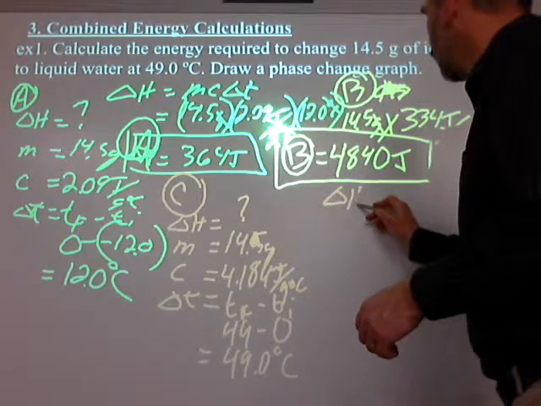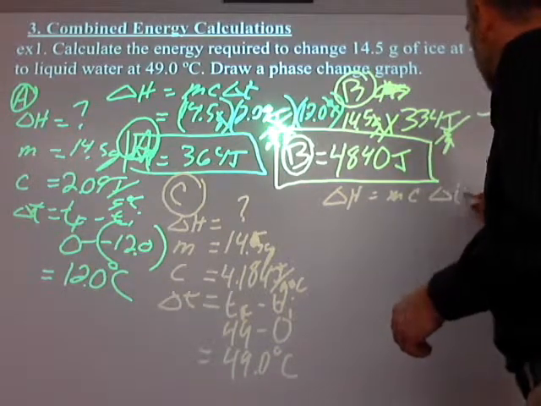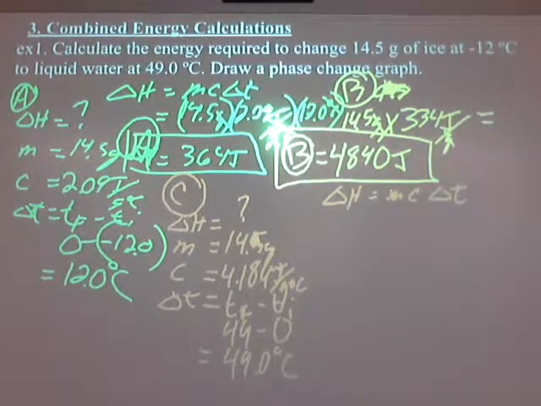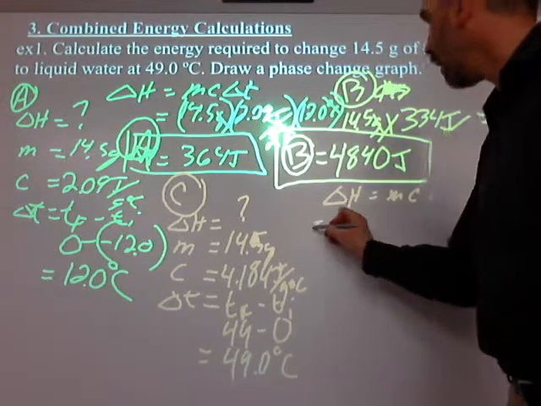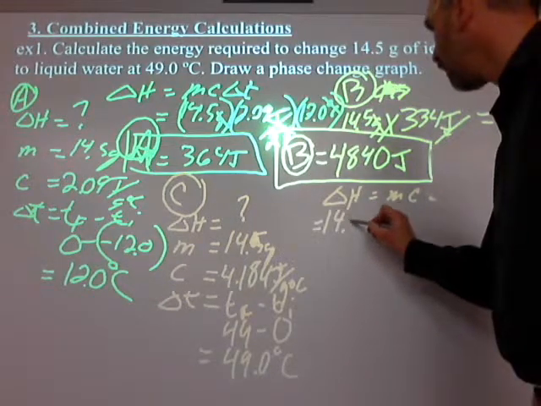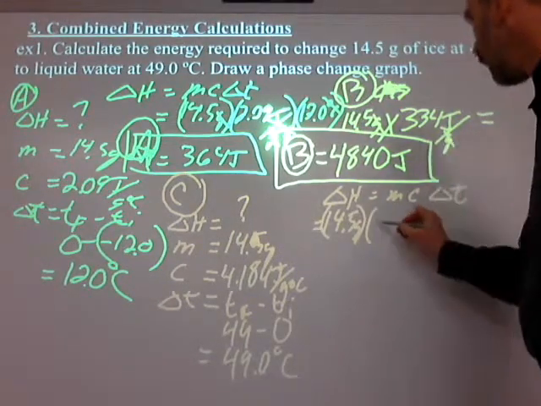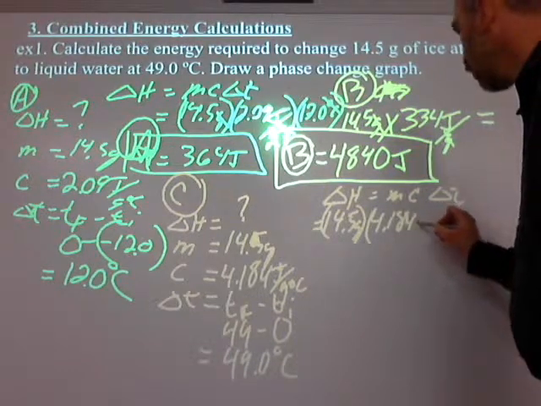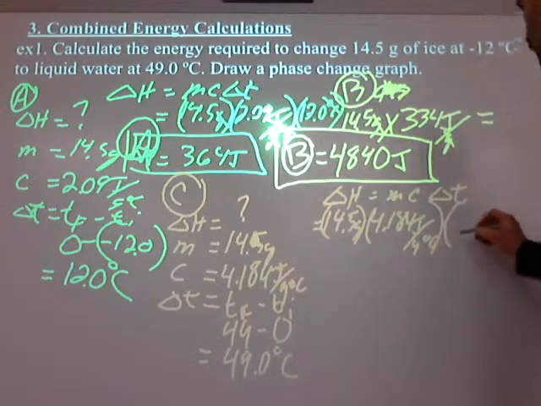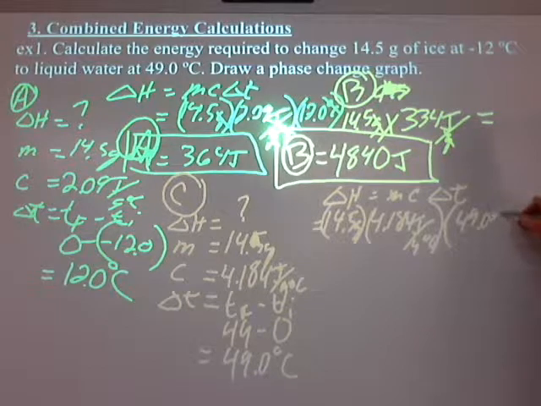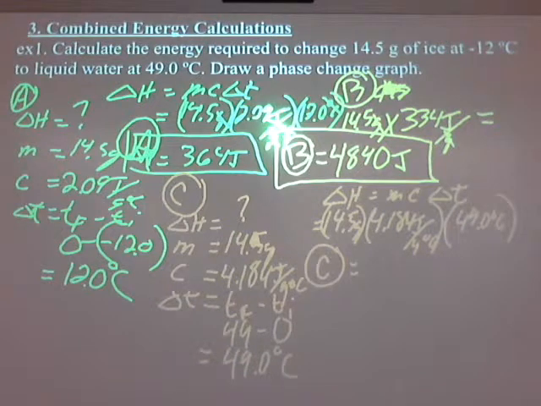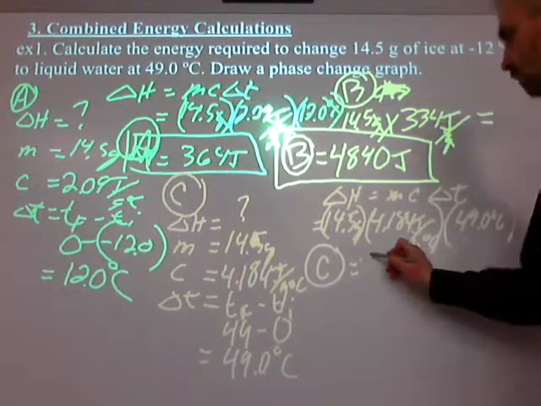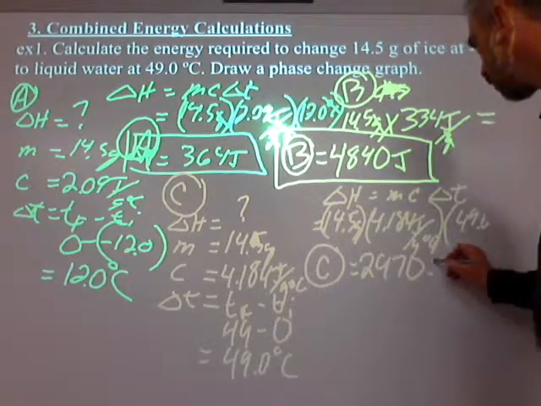So delta H equals MC delta T. Fitting all this on the board is no fun, but it fits. Delta H therefore equals 14.5 grams times 4.184 joules per gram degrees Celsius times 49.0 degrees Celsius. So part C equals how much energy? 2970. Everybody get that? Double check, make sure. Looks good.